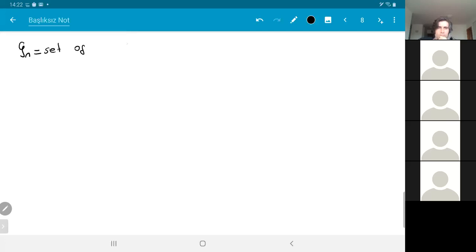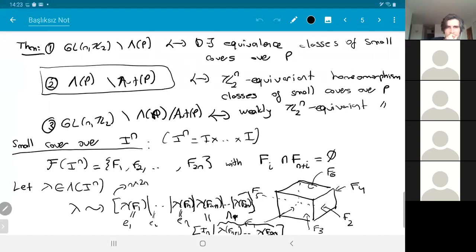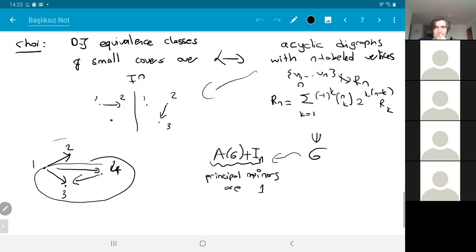Let Cihan be the set of acyclic digraphs with unlabeled nodes. Now, the second thing I want to understand is the equivariant homeomorphism classes. Because since I know what this orbit corresponds to, I will try to figure out what is the action of R2P on this, on the set of acyclic digraphs, actually.